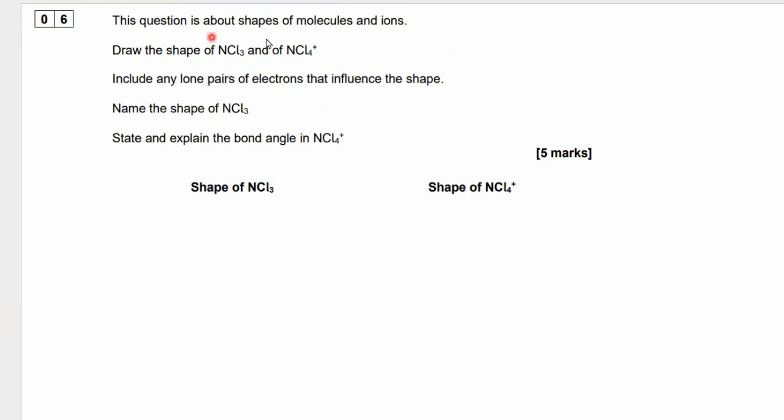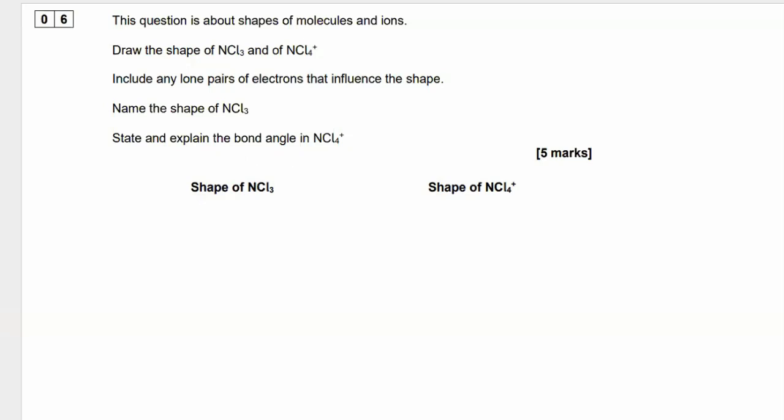Question 6. Question is about the shapes of molecules and ions. Draw the shape of NCl3 and NCl4+ ion. Include any lone pairs of electrons that influence the shape. Name the shape of the NCl3. State and explain the bond angle in NCl4+.